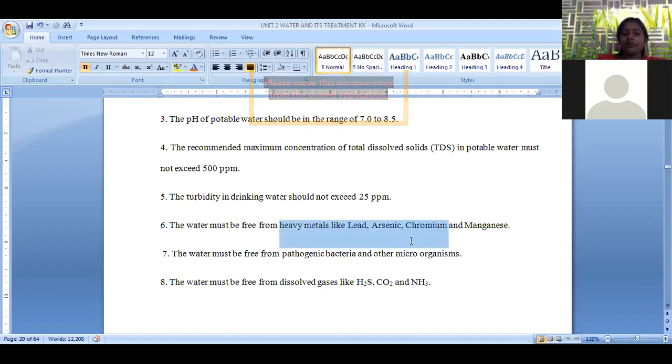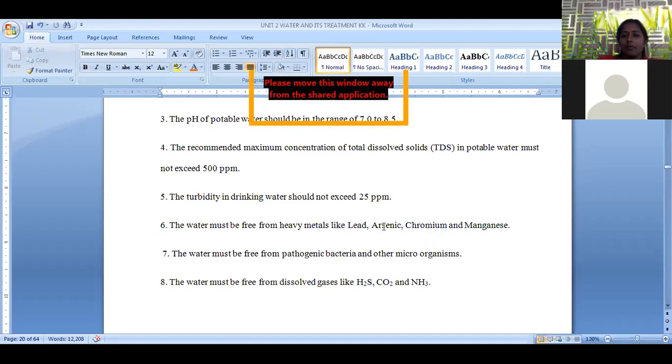And the most important, some water sources may contain dissolved metals. These dissolved metals cause many types of diseases. That's why water should be free from such toxic metals. Some of the metals are important for consumption, but only in minute quantity. For example, copper, zinc, and manganese are important in minute quantities. But some metals present in the water cause adverse effects, like lead, arsenic, chromium, and manganese. So these are not preferable.